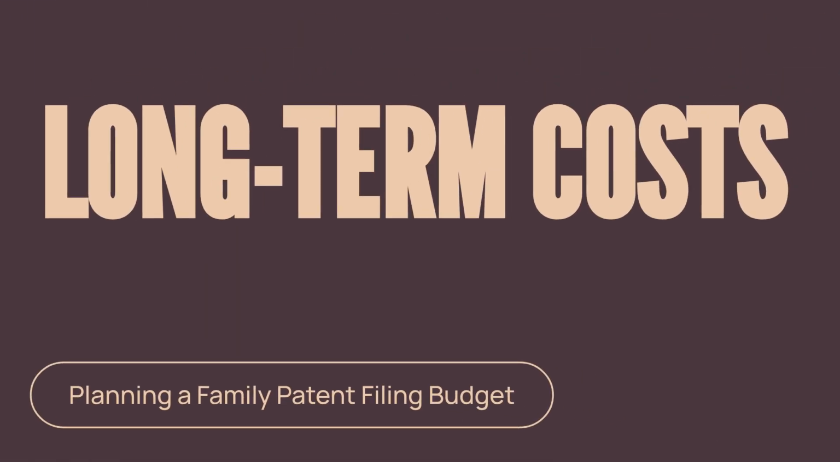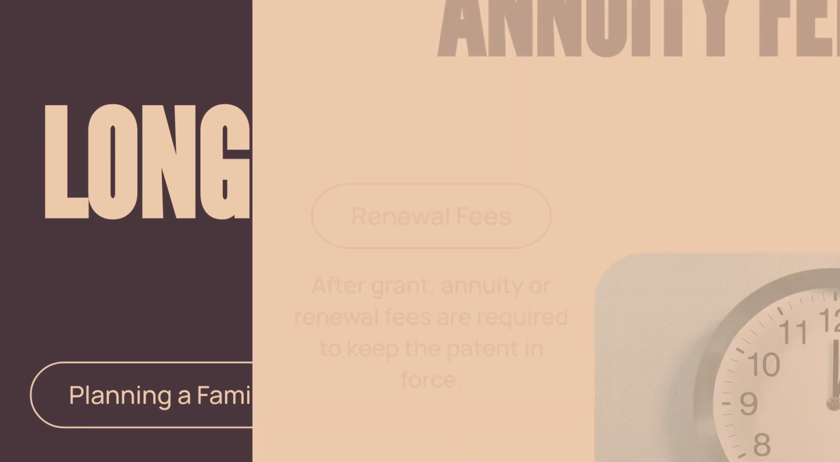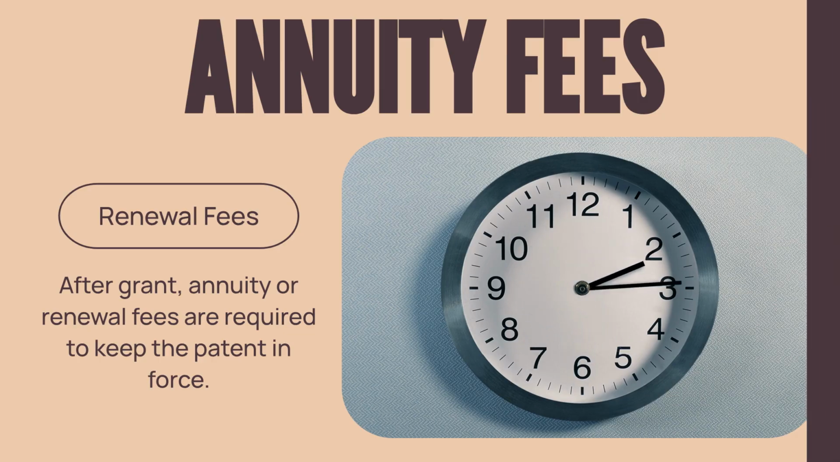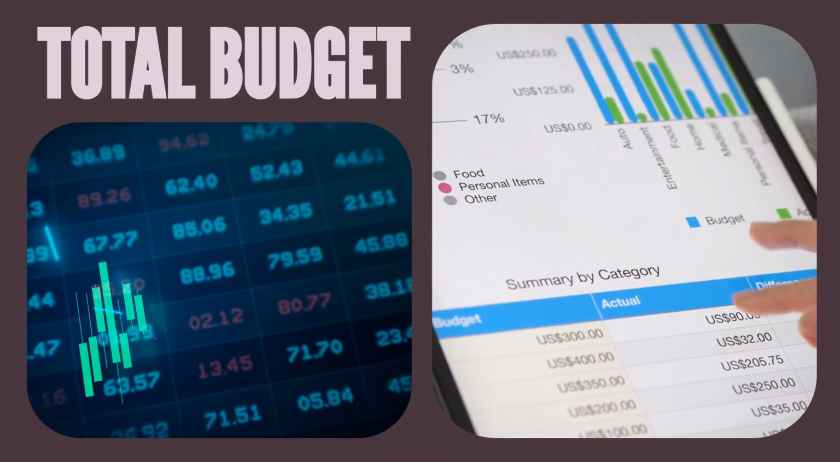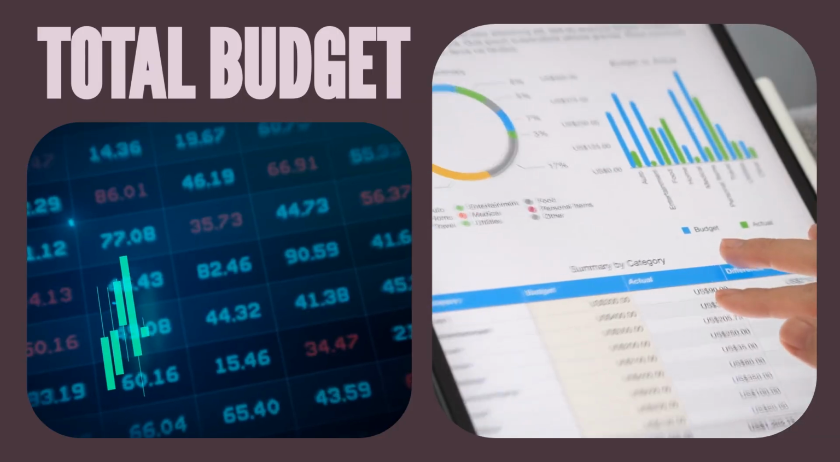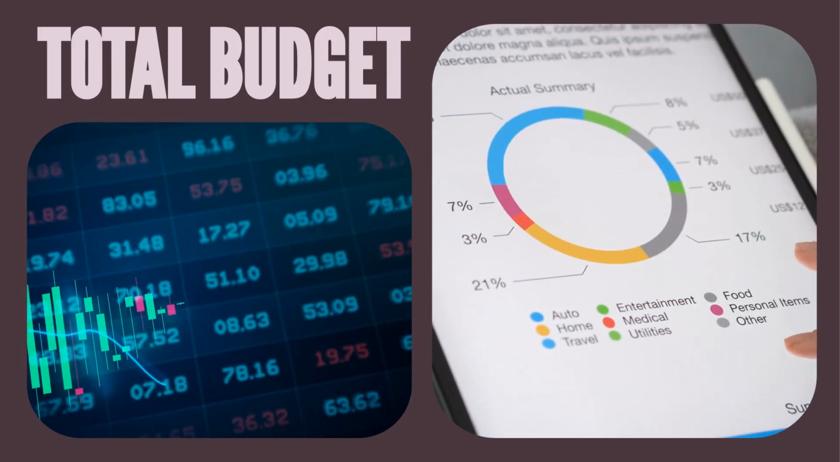Don't forget the long haul, maintenance and recurring costs. Once your patent is granted, you will face regular annuity or renewal fees, which are required in most jurisdictions to keep the patent alive for its full term. Calculating the total projected budget over the patent's 20-year lifetime is essential. These long-term fees significantly contribute to the overall cost.